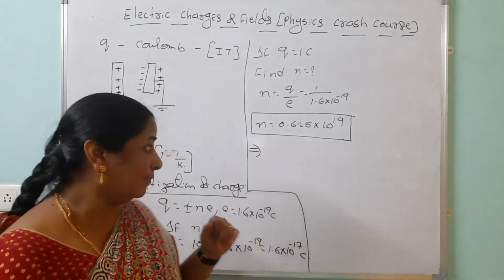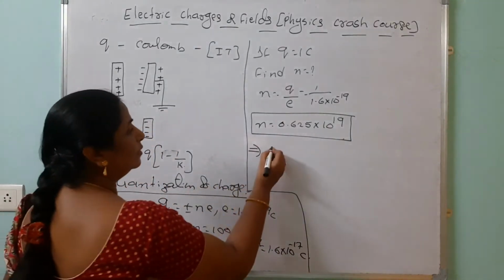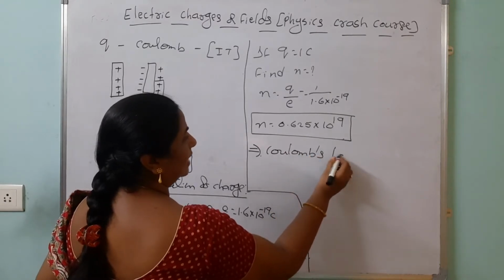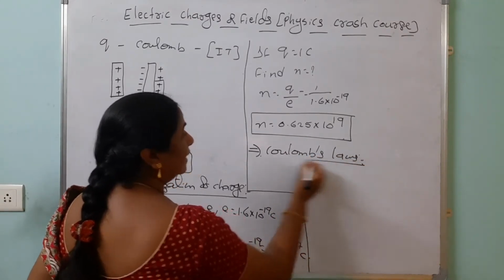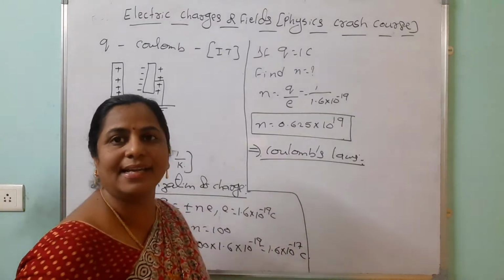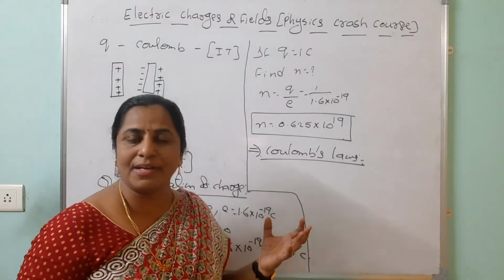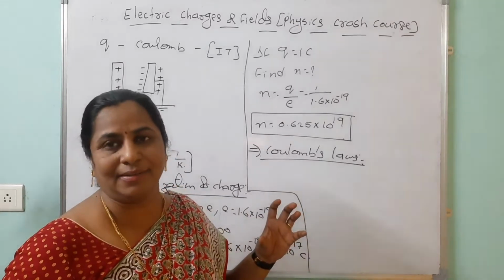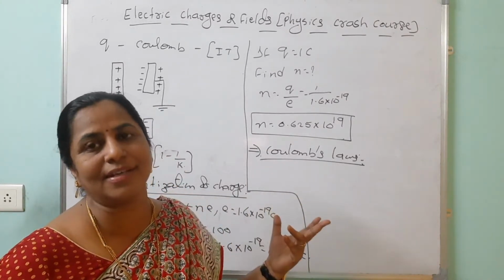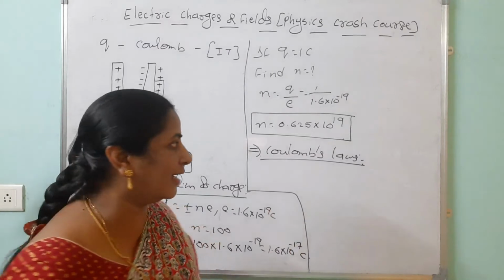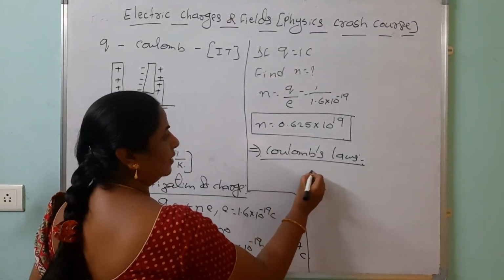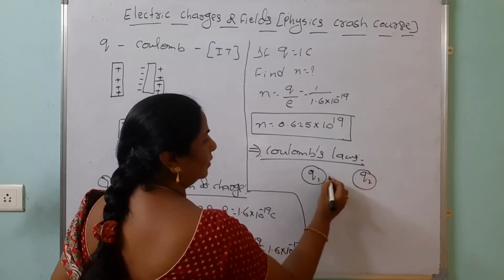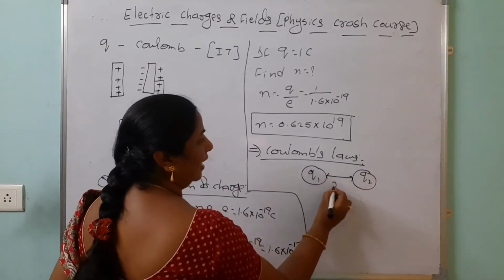Then come to Coulomb's law. From Coulomb's law, how much force is acting between the charges? You know that like charges repel and unlike charges attract. Whether it is repulsion or attraction, we should consider that some force is acting between the charges. How to calculate that force? For this, he has taken two charges, Q1 and Q2, separated by a distance of r.